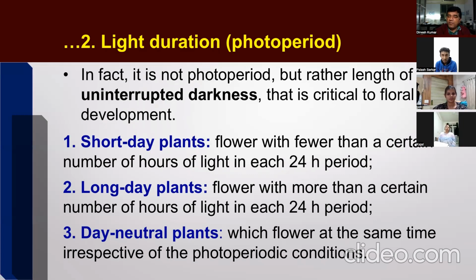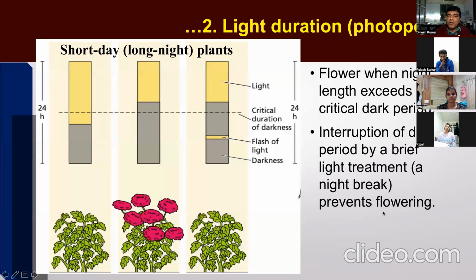Long day plants flower with more than a certain number of hours of light in each 24-hour period. There is some fixed minimum day length that has to be there, and beyond that, if you have excess light, no problem, but a minimum level of light period has to be there. Day neutral plants flower at the same time, irrespective of the photoperiodic condition. They are not affected by day or night length.